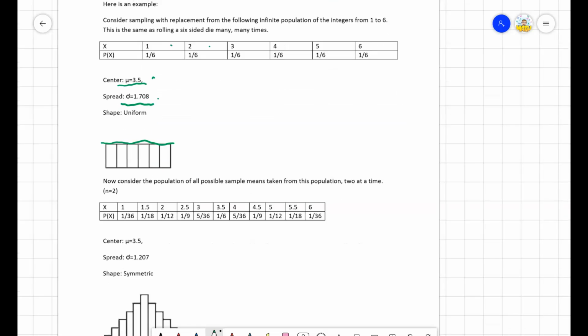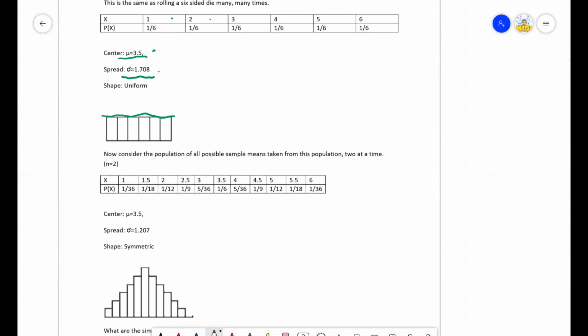Now, we're going to change our sample size to 2, but we're going to take a sample mean. This is a little bit different than what we did in Chapter 6. If you're thinking in Chapter 6, well, why is the spread smaller? If we roll 2 dice, shouldn't we add the variances? That would be true if we were adding the results. It's not what we're doing. We're going to average them. We're taking a sample mean.